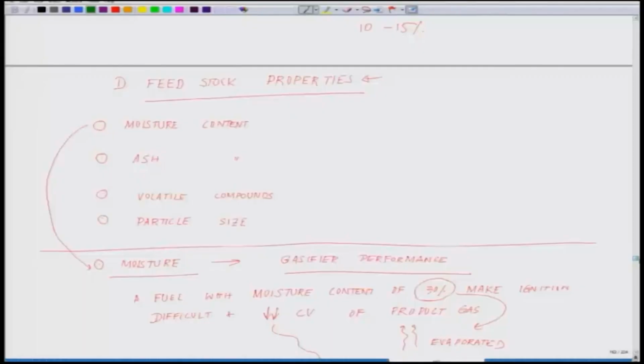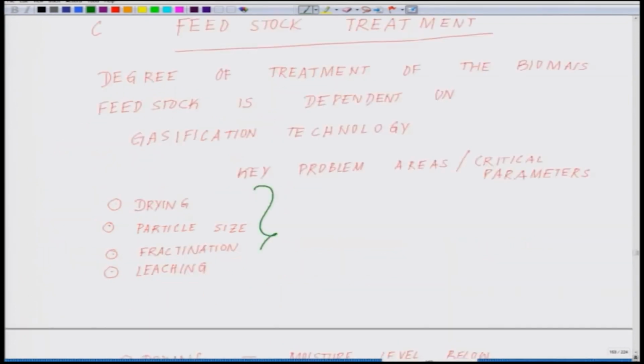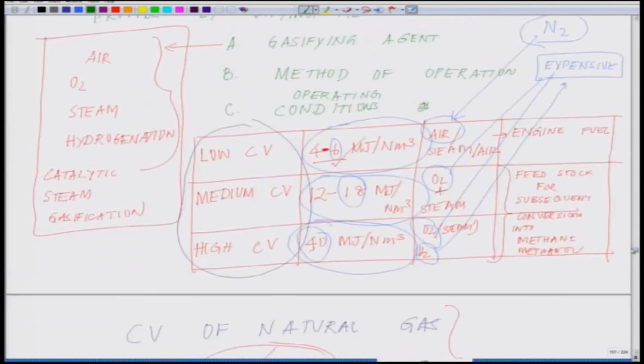You remember when we talked in the beginning of this section, the basic properties have to be dealt with: the feedstock properties, the moisture content, ash content, volatile compounds, and particle size. Based on these things, keeping in mind these critical factors, what kind of treatment has to be given, one has to optimize. So your feedstock treatment, the most fundamental basics of which we covered in section C, you have to always remember the basics. So, again this is that comparison. We are at this point out here, 4 to 6 megajoule per Newton meter cube.